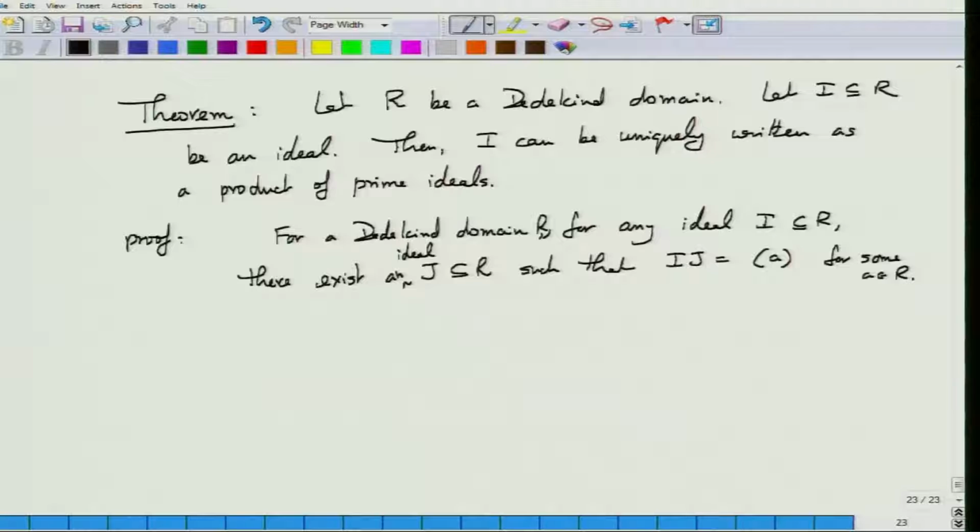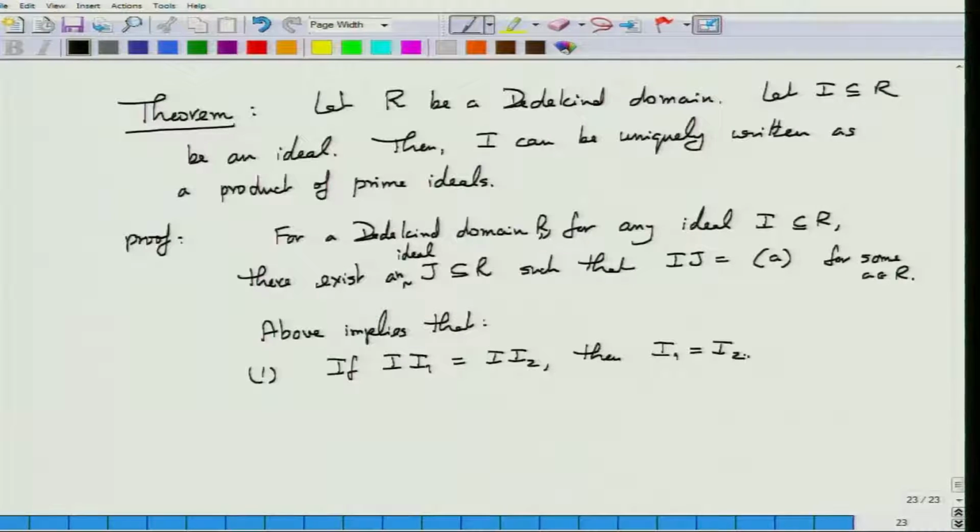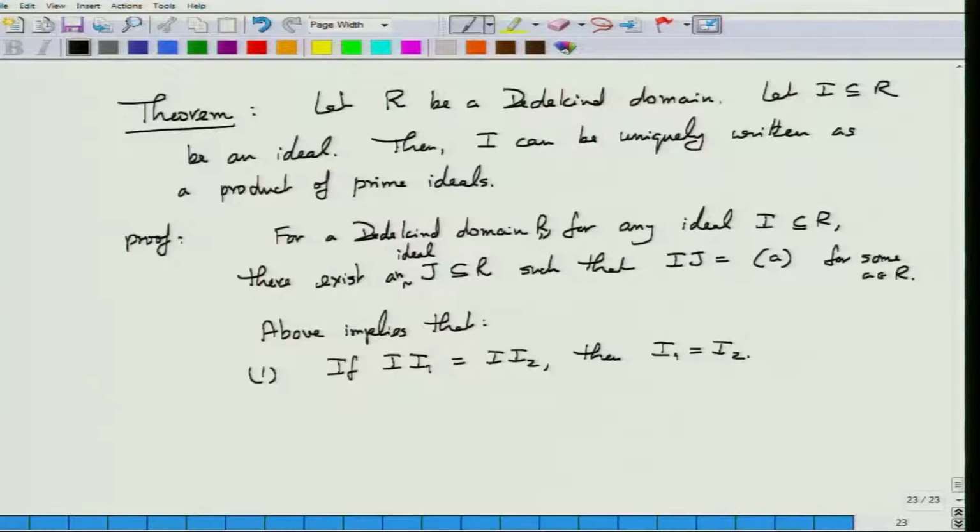One very interesting consequence of this is the following. In fact, I'll show you two consequences. The first one is cancellation. If two products I times I1 and I times I2 are equal, and these are all ideals, then I1 equals I2. Essentially, it says that I can cancel I from both sides of the equation in exactly the same way as we can cancel numbers. This is not at all obvious, but by using the property above, we can make sure of that.